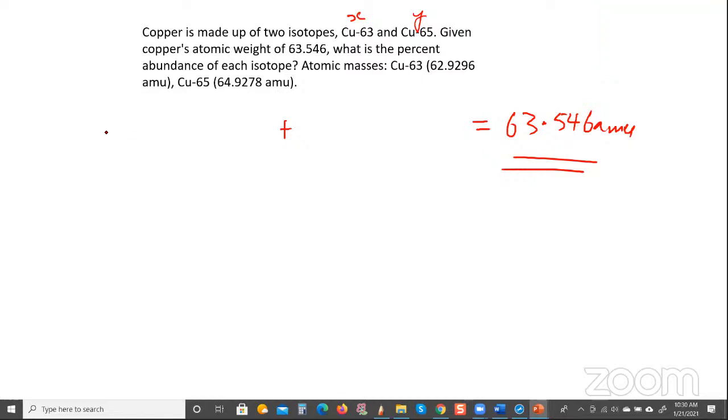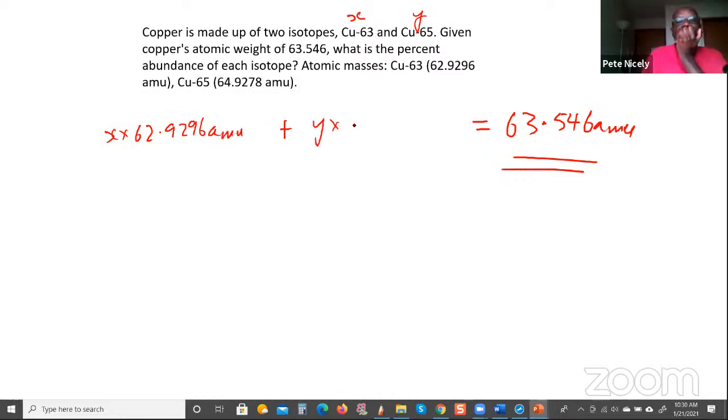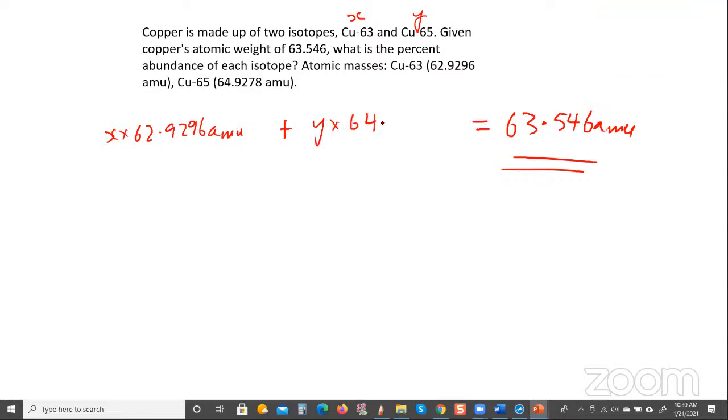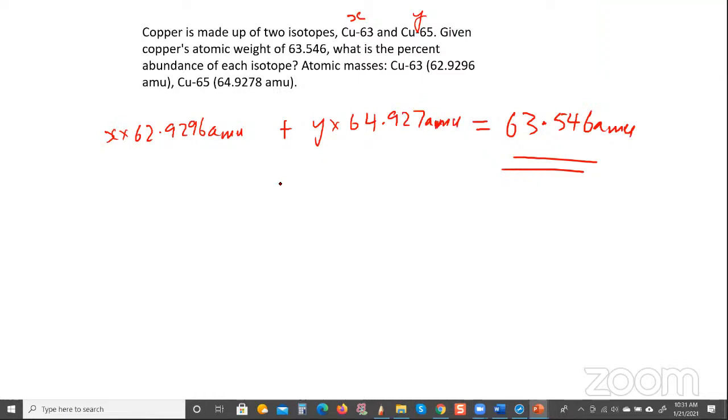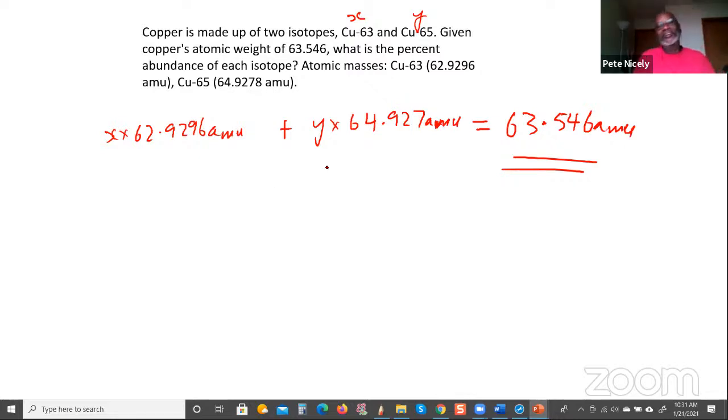X times 62.9296 plus Y times 64.9278. Okay, very good. Now, would you plug in 63.546 for X and Y? No, no, no. You're right up until when you just said that.